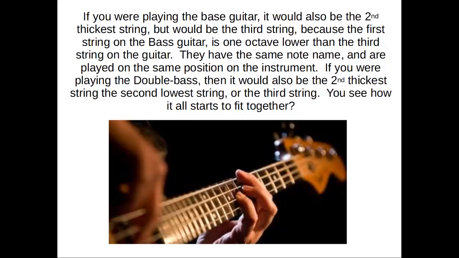If you were playing the bass guitar, it would also be the 2nd thickest string, but would in fact be the 3rd string because the bass guitar has 4 strings, because the 1st string on the bass guitar is 1 octave lower than the 3rd string on the guitar. They have the same note name and are played on the same position on the instrument. If you were playing the double bass, then it would also be the 2nd thickest string, the 2nd lowest string, or the 3rd string. You see how it all starts to fit together.